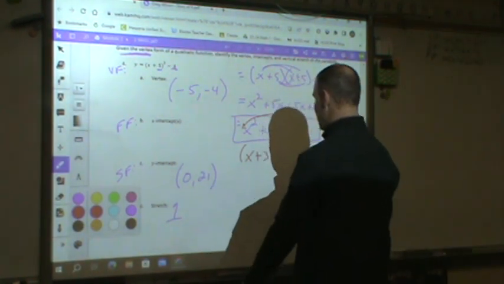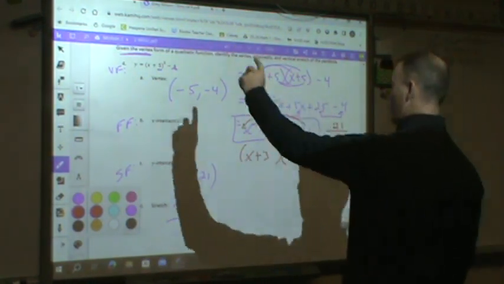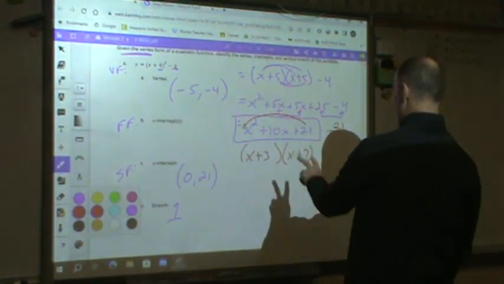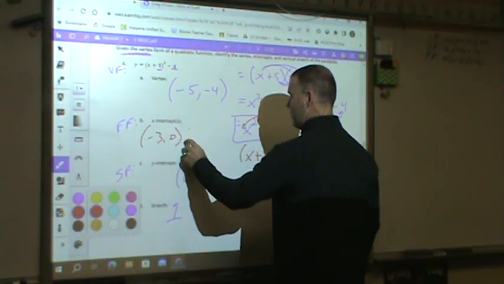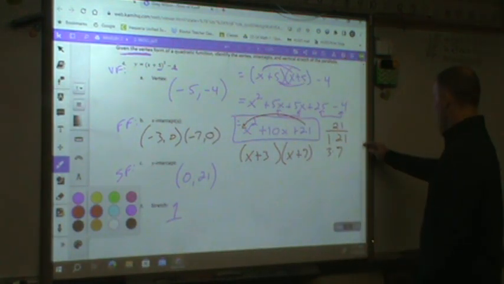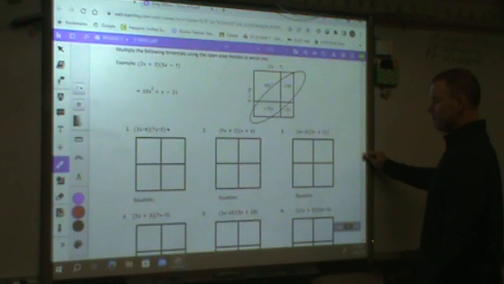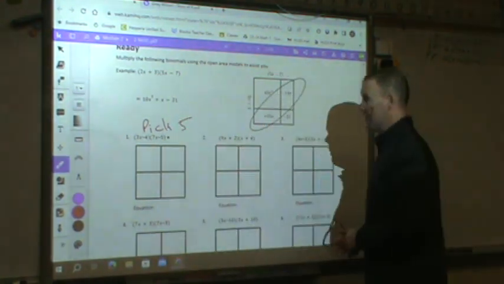There's my factored form. But wait a second, you've got to remember the idiosyncrasy with factored form, like with vertex form. We actually set these equal to 0 and solve. So my x-intercepts are negative 3, 0 and negative 7, 0. Voila, you're done, right?